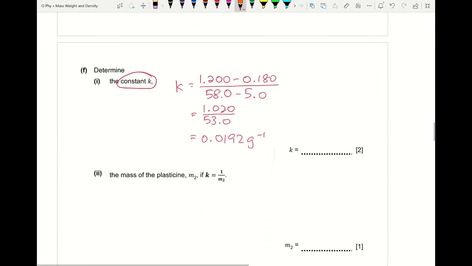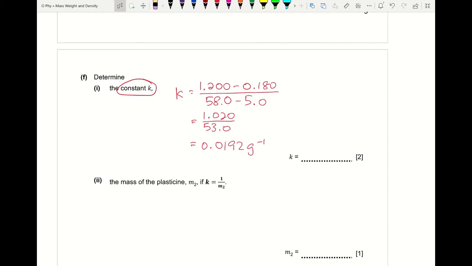So let's fast forward to the point where you already got the coordinates out. Now at this point, your y-axis, D2 over D1, the numerator does not have any unit. But your denominator, which is actually M1, the unit is grams.